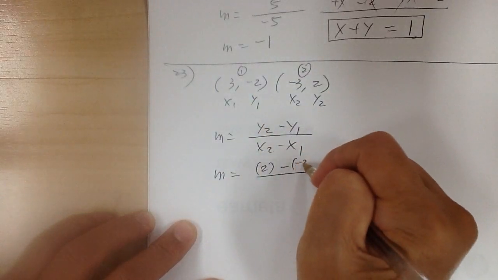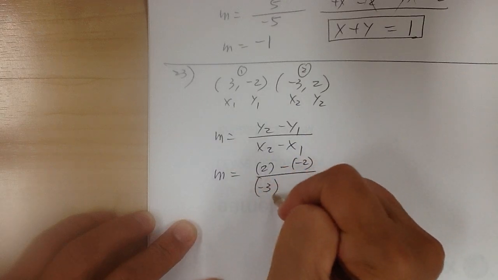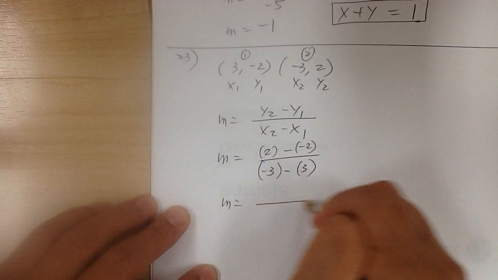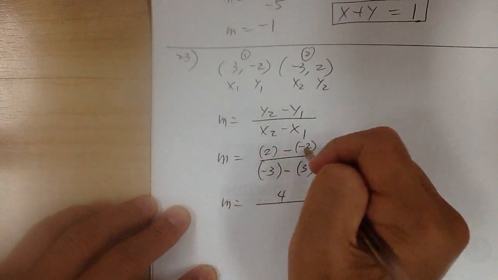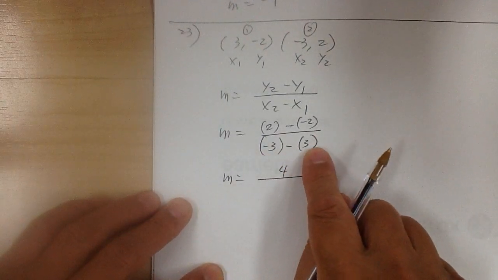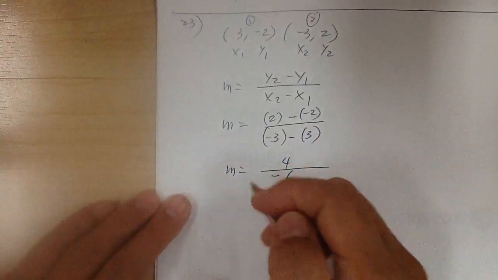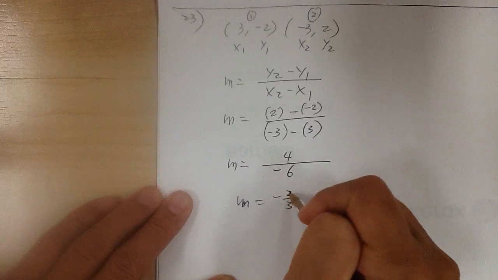Y1 is the negative 2. Again, whatever you substitute, put in parentheses. It helps you cut down a lot of careless mistakes. Okay, so m equals 4, right? Minus becomes plus, so 2 plus 2 gives you 4. And now when you minus, this is minus 3 and minus 3, so the same sign, so you add the numbers together and you take the sign of the bigger number. So m equals -2 over 3.